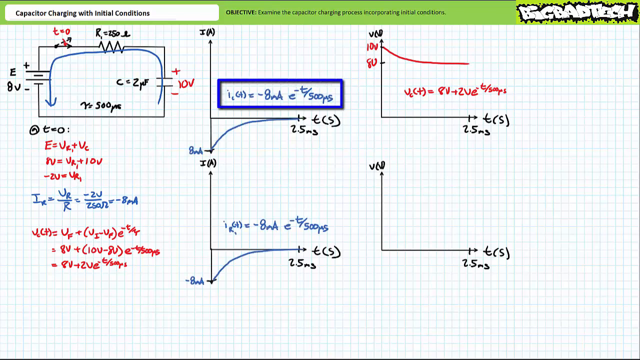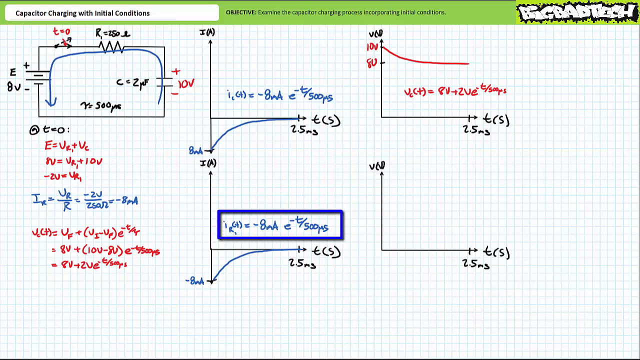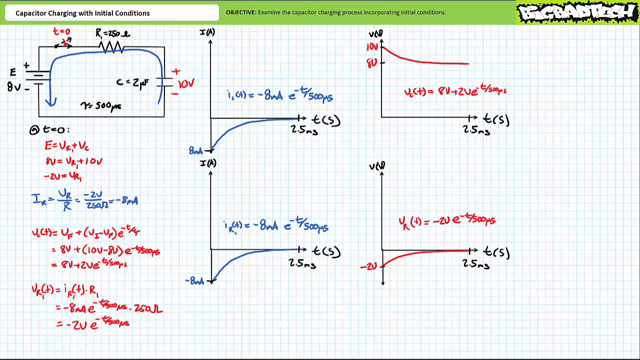Current through the capacitor as a function of time, Ic of t, can be expressed as negative 8 milliamperes times e to the negative t over 500 microseconds. Current experiences an initial surge of negative 8 milliamperes and decays to 0 by 2.5 milliseconds. Because the resistor and capacitor are in series with one another, current through resistor 1 as a function of time is equal to Ic of t. As such, IR1 of t can also be expressed as negative 8 milliamperes times e to the negative t over 500 microseconds.